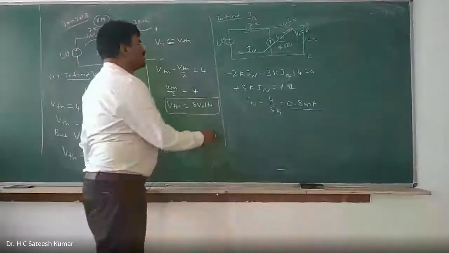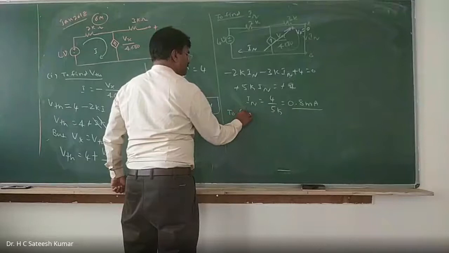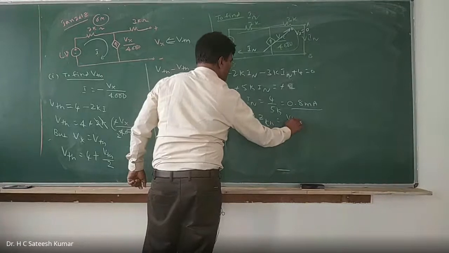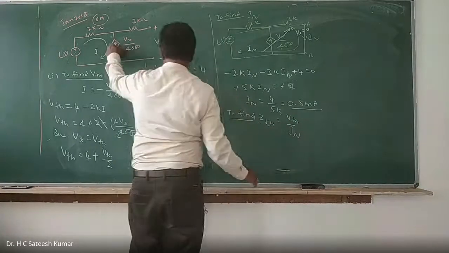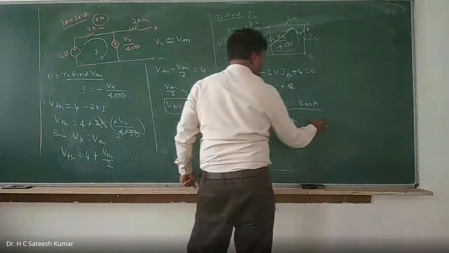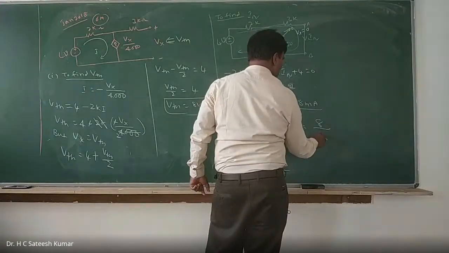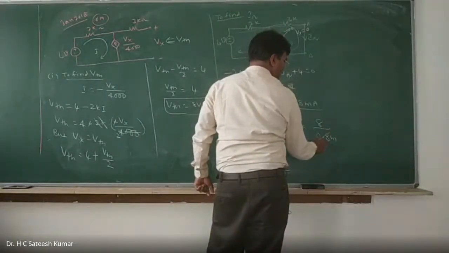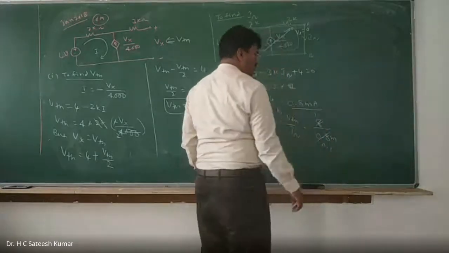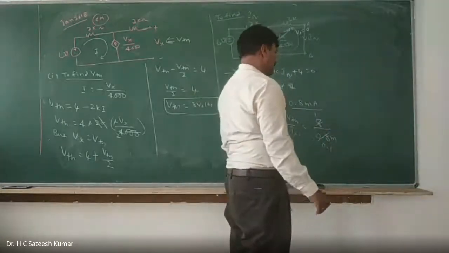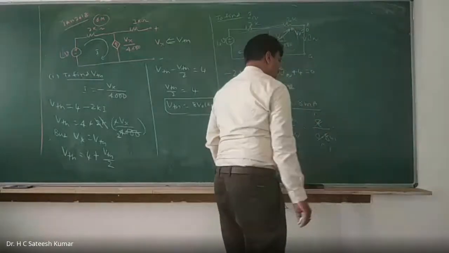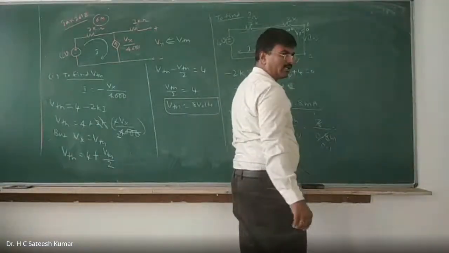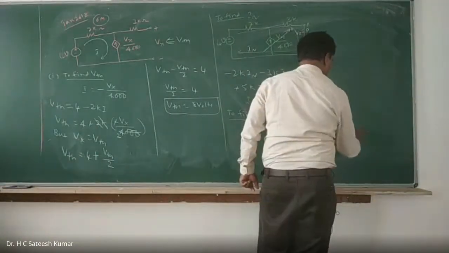0.8 milliamps. Next, to find ZTH, which is equal to VTH divided by I Norton, because we have a dependent source now. VTH is how much? 8, divided by I Norton, which is 0.8 milli. 8 divided by 0.8 is 10. Milli, when it goes to the numerator, becomes kilo. Therefore, you will get it as 10 kilo ohms.